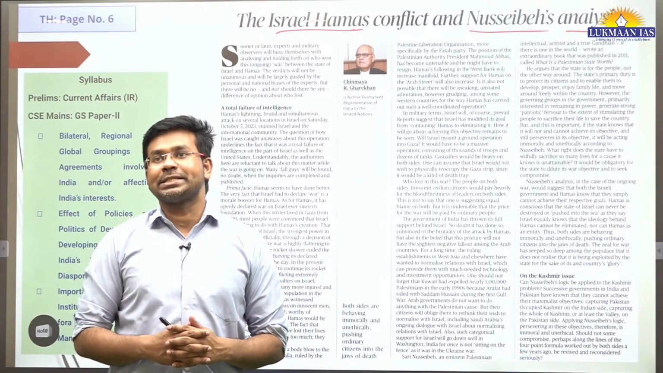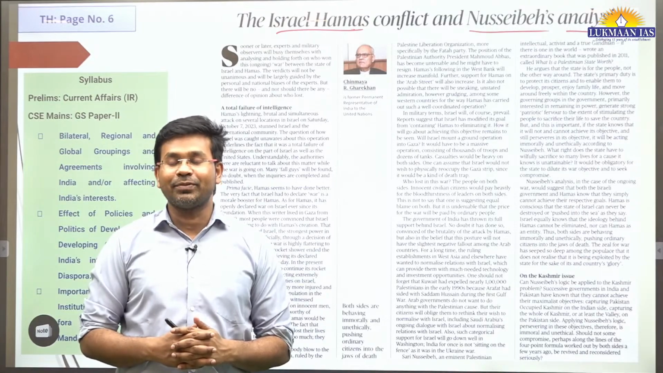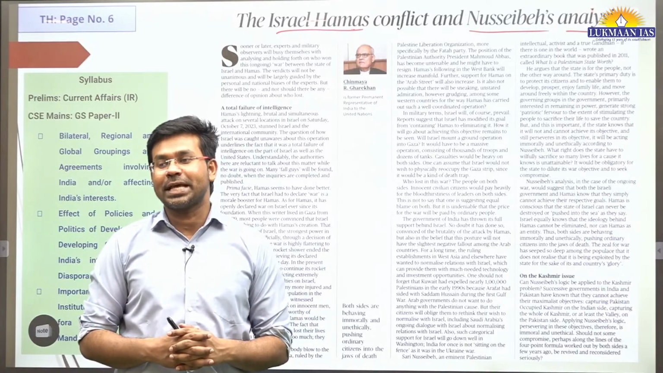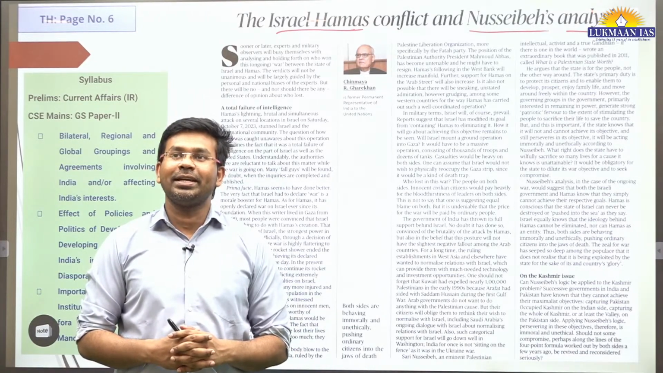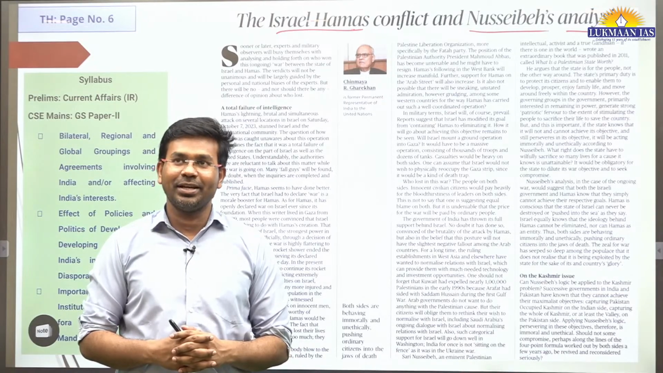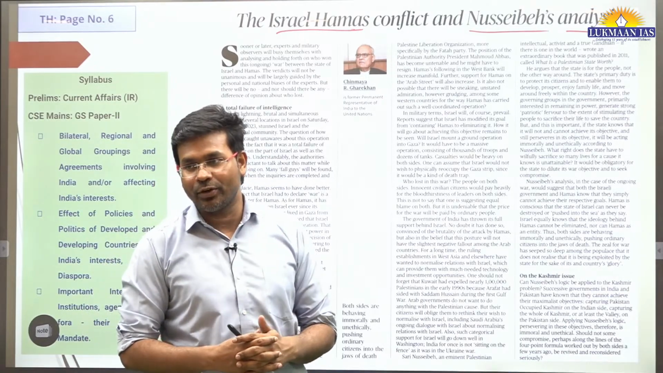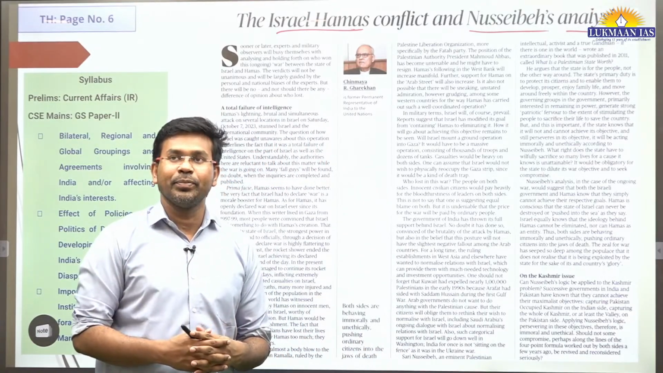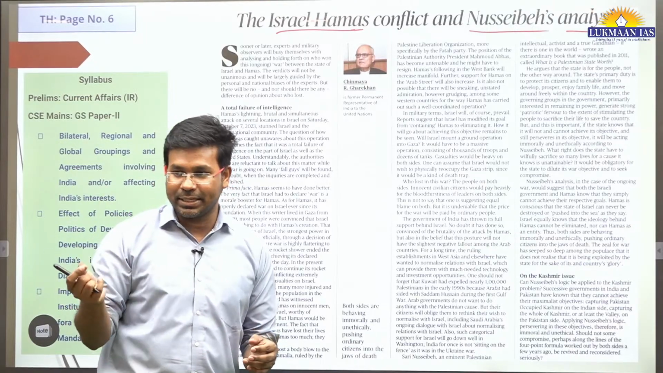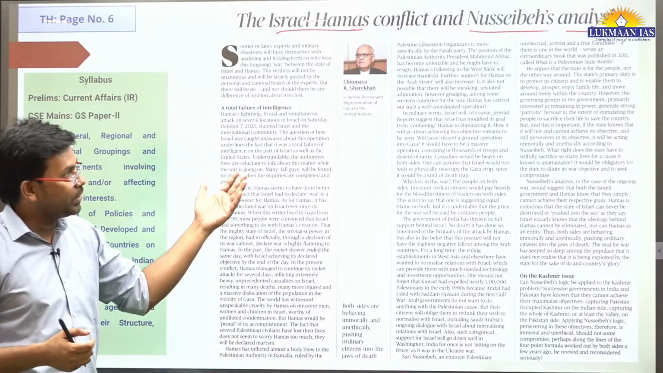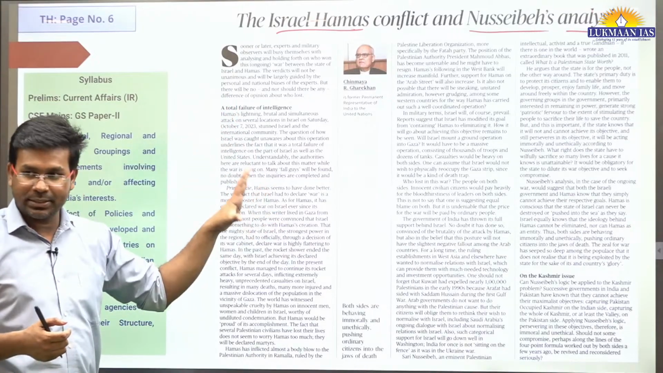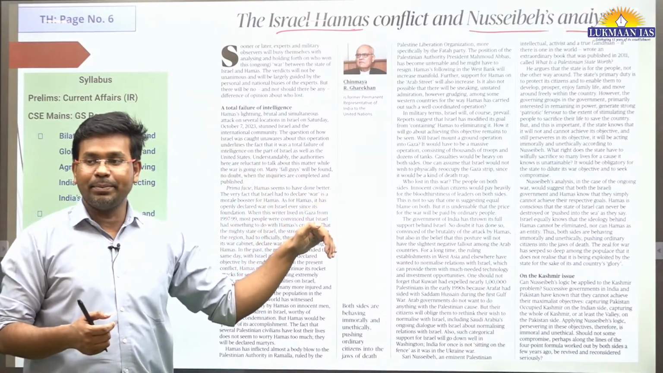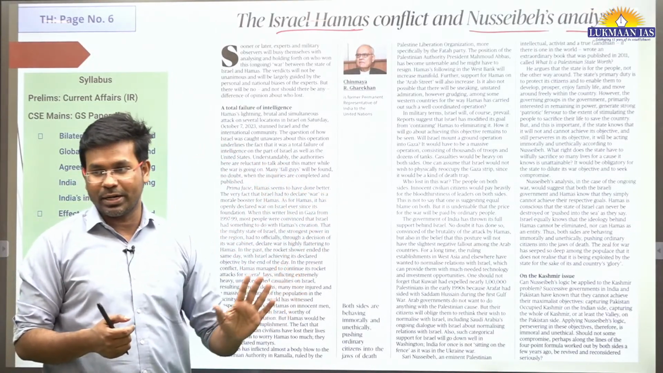Basically, it depends on which side we are seeing it from. If we see it from the side of Palestine, it will be a military organization. If we see it from the side of Israel, it will be a terror organization, a terror outfit. There is no uniform definition of terrorist or terrorist organization in international law as of now. So it depends on which side we are seeing from. For the people located in the Hamas region, Hamas is a military group, and Israeli people see Hamas as a terror organization.